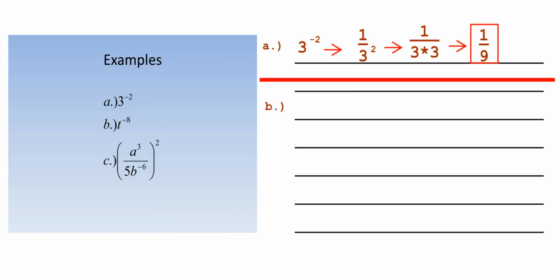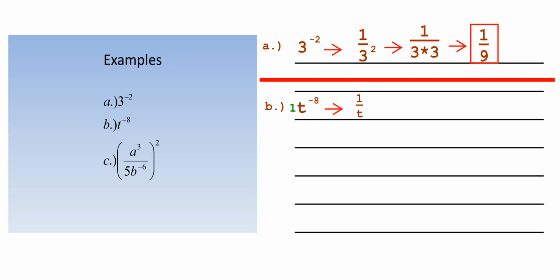So going on to the next one, B: t to the negative 8. Once again, in this case, we've got to realize that it has a negative exponent. So we want to convert to a positive, meaning we take the reciprocal, put 1 on top, and put underneath the fraction sign, 1 over something, right? 1 over t. And let's not forget to include the 8.